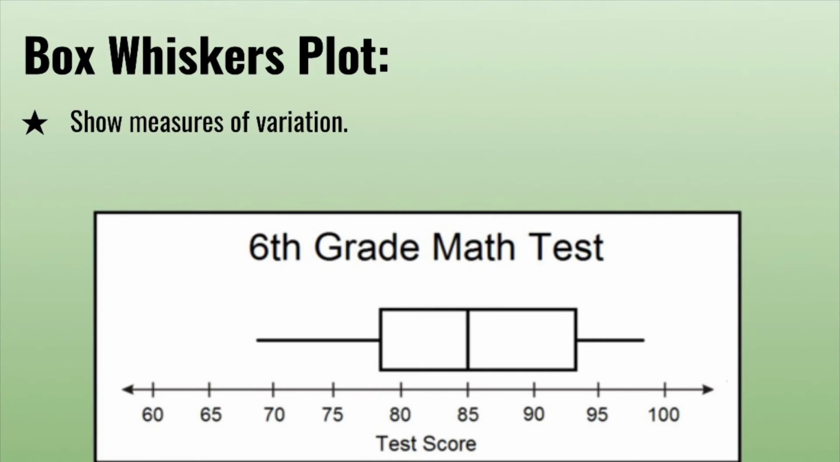The next graph is the box and whiskers plot. This graph is best used to show measures of variation. In this particular example, you have 6th grade math test scores. You can quickly see extremes, such as the furthest left line being the lowest test score, the furthest right line being the highest test score, and the line in the middle is the mean, or the average test score. For example, in this graph, the average test score was an 85%.